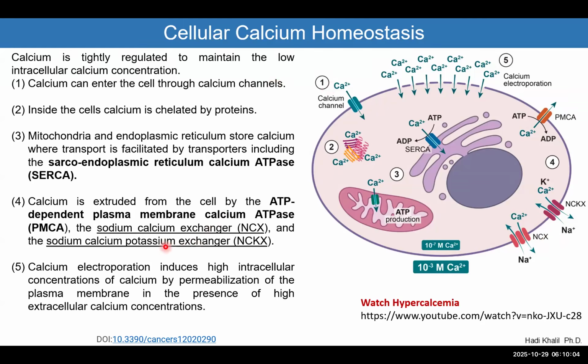Now, in conditions of electroporation, which means there's a loss of integrity of the membrane of the cell, the calcium will rush into that cell and lead to very high levels of calcium within the cell.